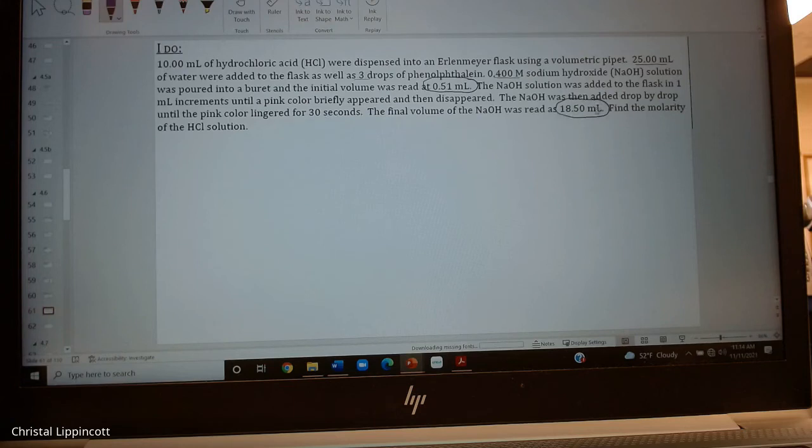So we want to figure out the molarity of the HCl. So the first thing we're going to do is we're going to subtract these values. Okay?